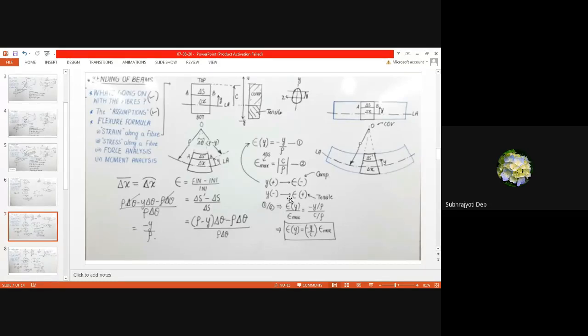So this is the formula. If you divide equation 1 by equation 2, that is epsilon y by epsilon max, you'll find this expression. This is a very important expression. That is, strain along y will be minus y by c times maximum strain. This is the formula.